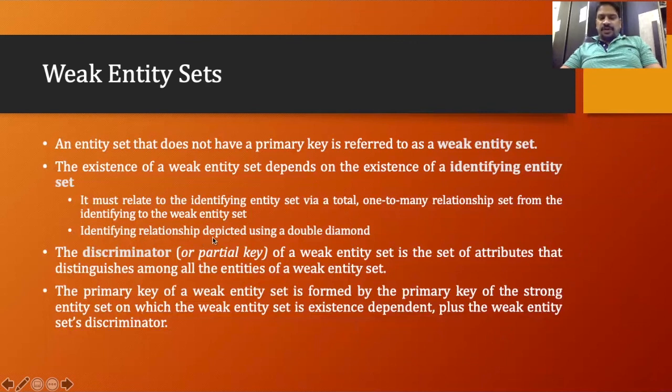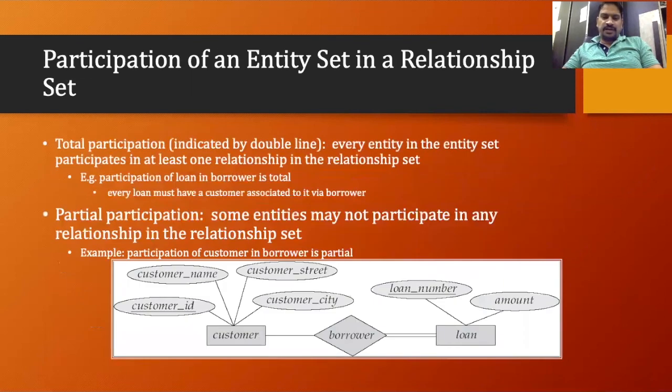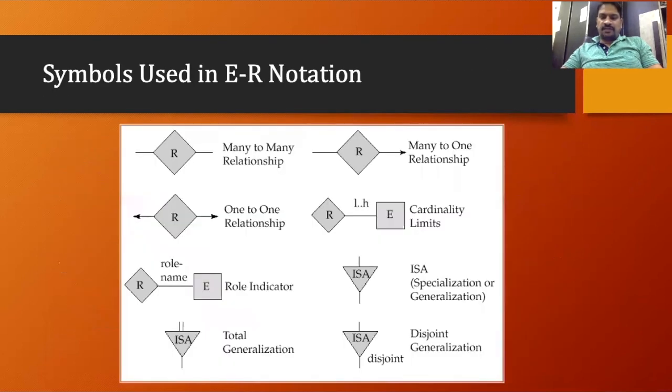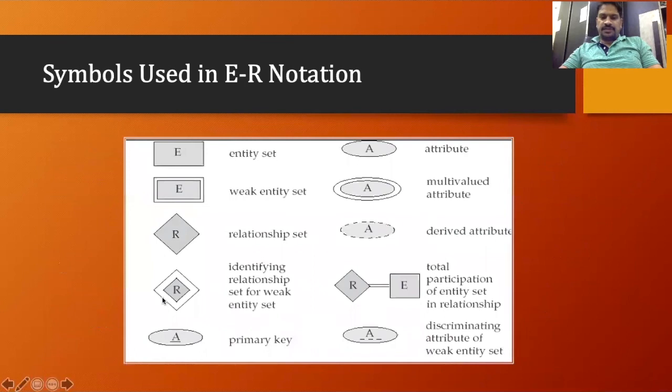The identifying relationship is depicted using the double diamond, and the relationship of the weak entity set to any type of entity set we can represent with the double diamond shape. In the diagram, you will see this double diamond shape. We put the double diamond shape in between any entity and any weak entity set. And how can we represent a weak entity set? With a double rectangle shape.